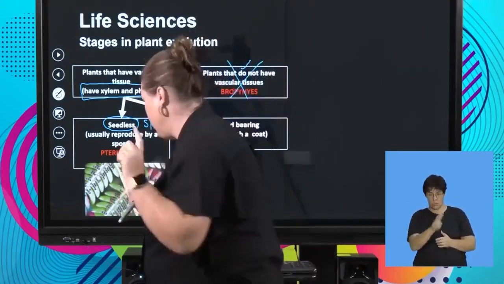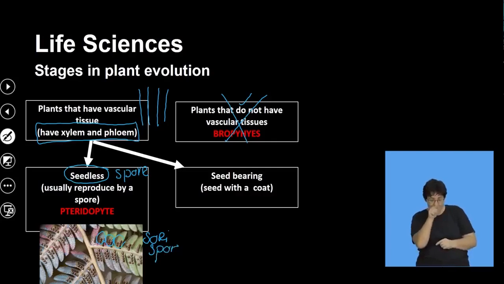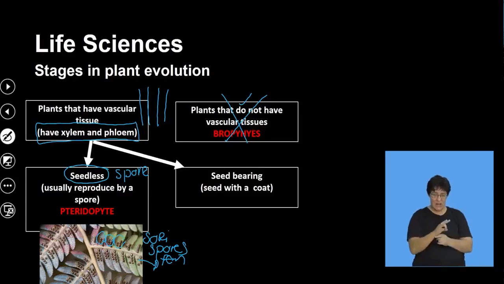Now, I want you to have a look. Maybe you've seen these at the bottom of ferns, on their leaf. Those are called sori, and what they've got in them are spores. And when those burst open, new fern plants are going to emerge from that. But they're still vascular. They can grow quite big, but they're produced by spores.